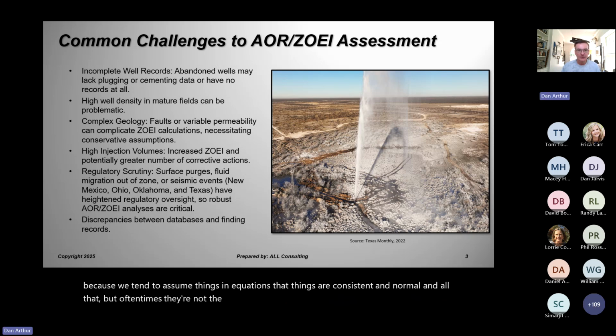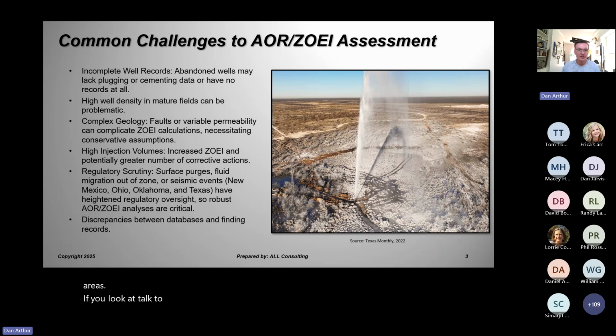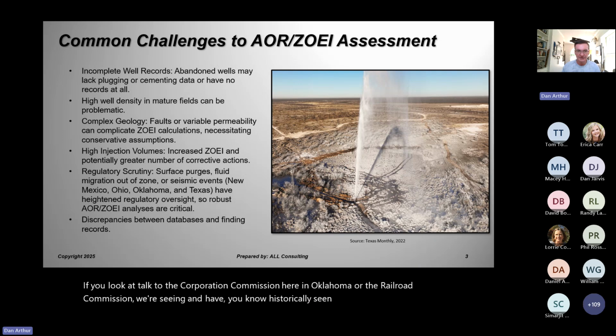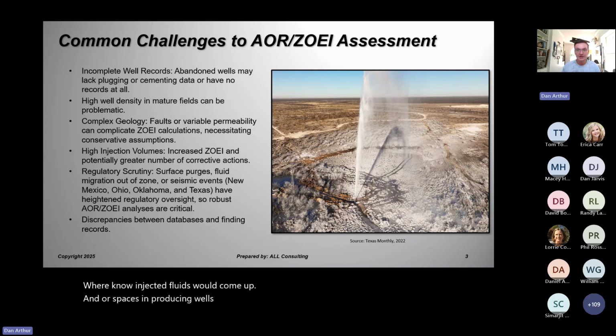The other thing that we're seeing is in a number of areas, if you talk to the Corporation Commission here in Oklahoma or the Railroad Commission, we're seeing and have historically seen a number of purge cases, water coming to the surface. Fernando de Leon is with ALL Consulting as a former Railroad Commission engineer. There's been several cases over the years where injected fluids would come up annular spaces in producing wells because they weren't cemented as they were anticipated to be and cause problems.